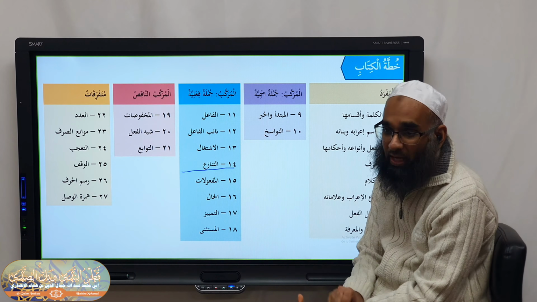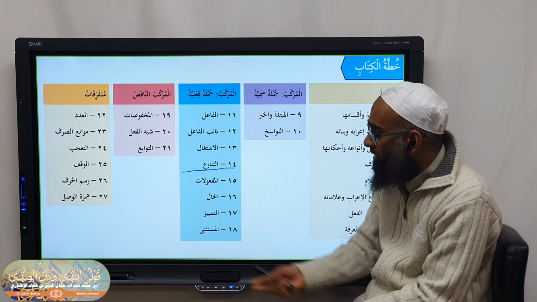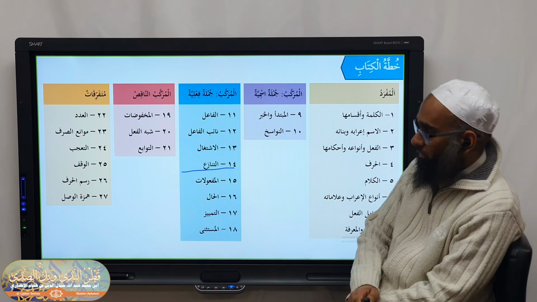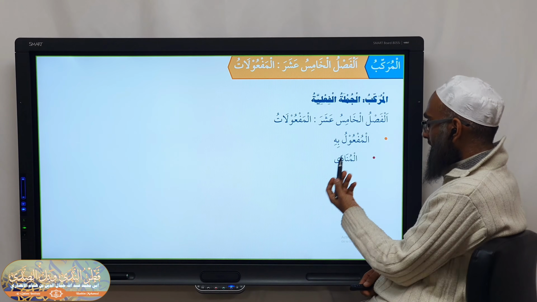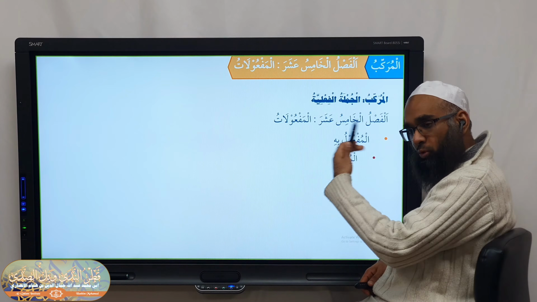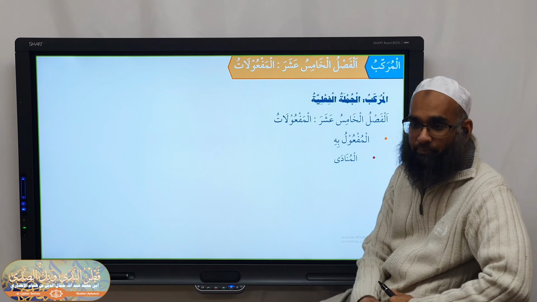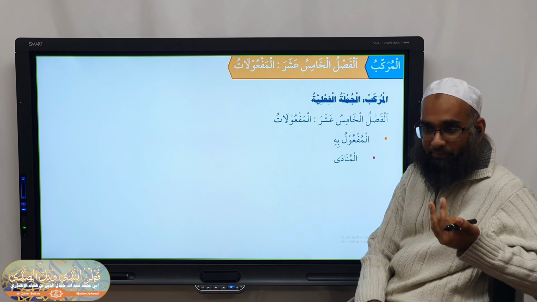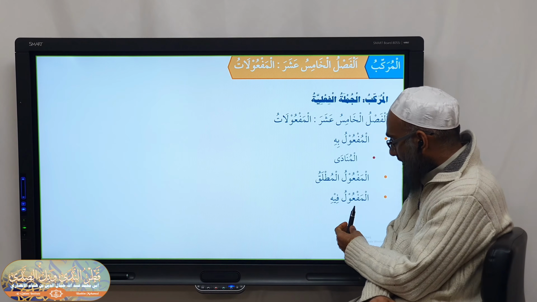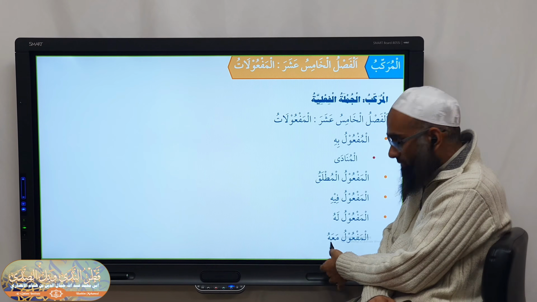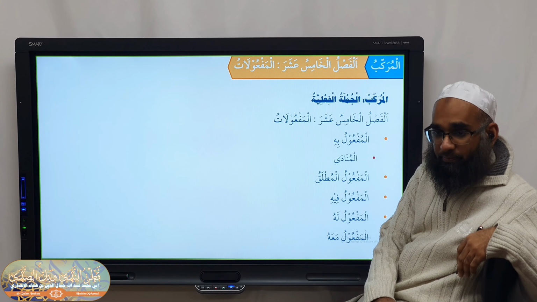Now we're moving on to maf'ulat, the 5 maf'ulat. They're all put under one fasl, but obviously each one has much more detail, so this will be a very long lesson with many parts, inshallah. We're going to have 5 maf'ulat: maf'ul bihi, and under maf'ul bihi there's a long discussion regarding munada, because munada is actually a maf'ul bihi of the fa'il mahdhuf. Then you have maf'ul mutlaq, maf'ul fi, maf'ul lahu, and maf'ul ma'ahu. Everybody following?